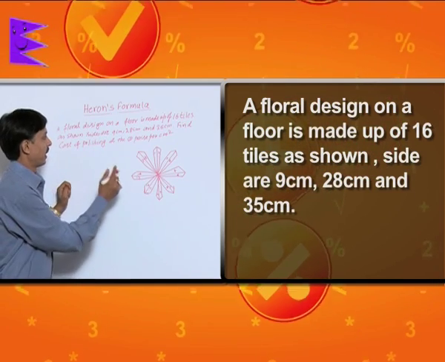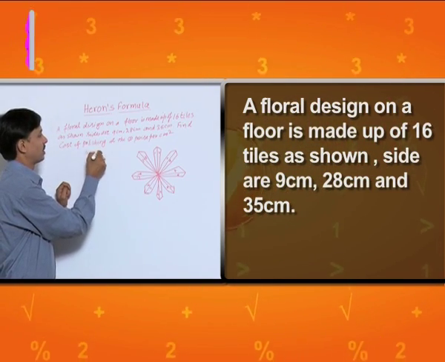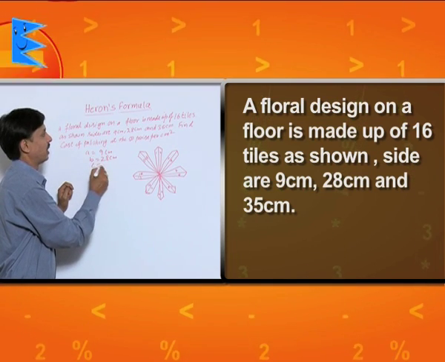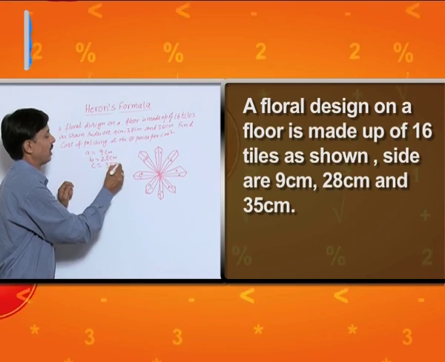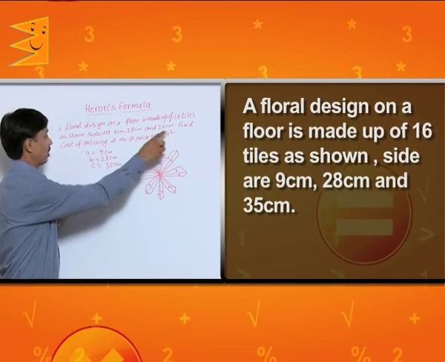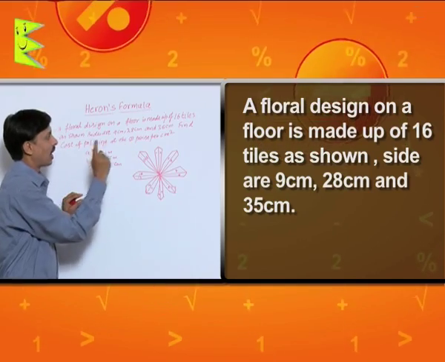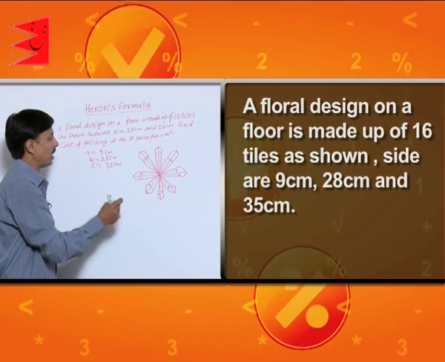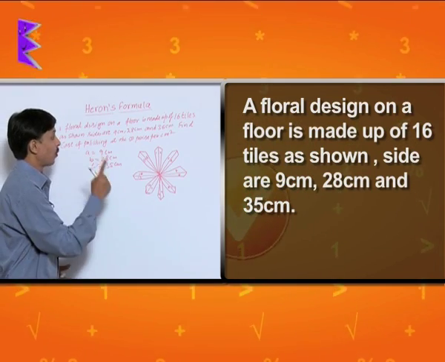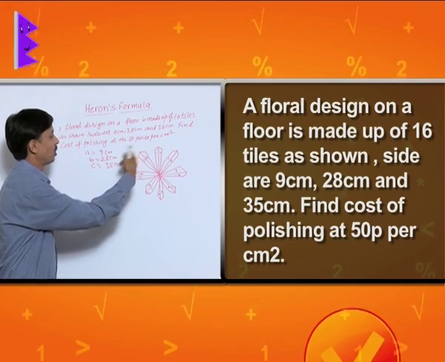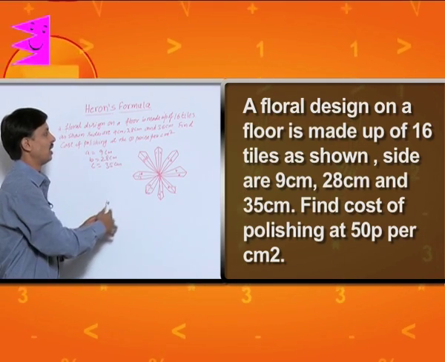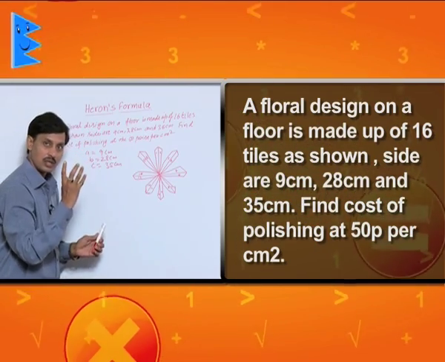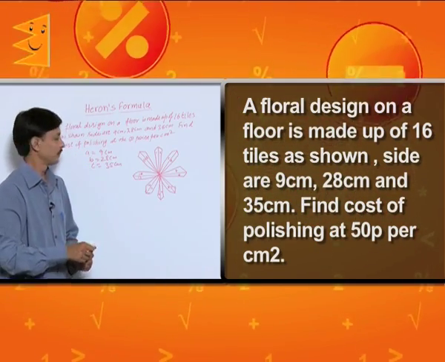The sides of each triangle are like this: first side is 9 centimeter, second is 28 centimeter and third is 35 centimeter. If the cost of polishing is 50 paisa per centimeter square, that is, each centimeter square requires 50 paise, then what is the total cost of polishing this design of 16 triangles of the same size?